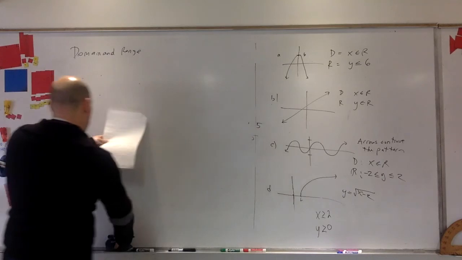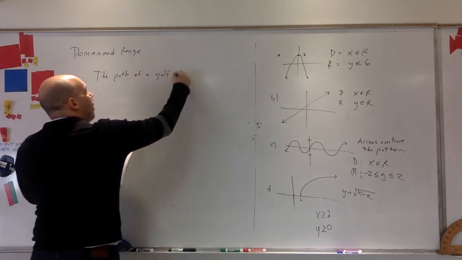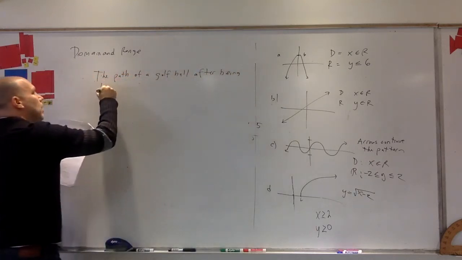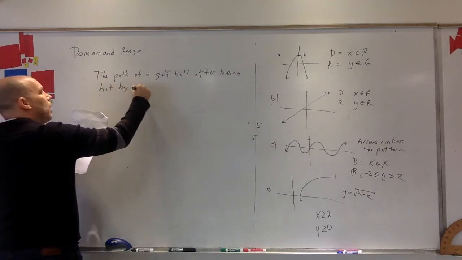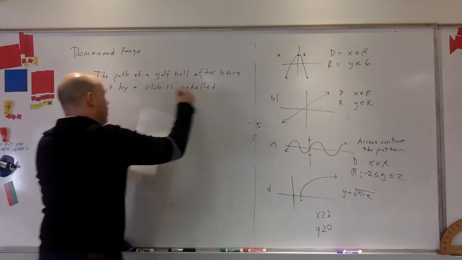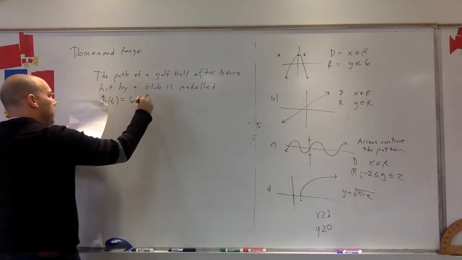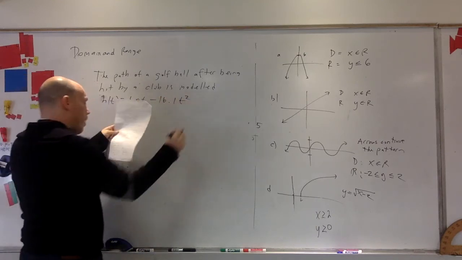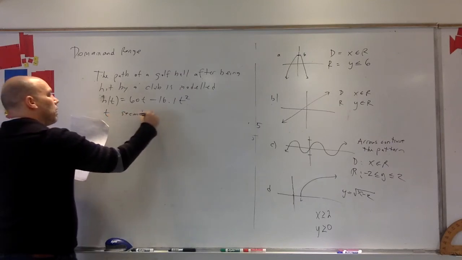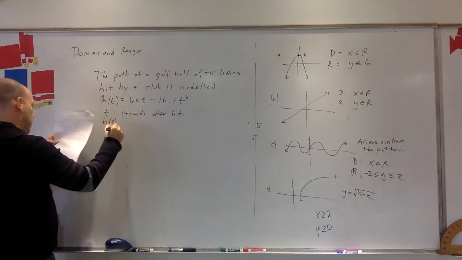The question is, the path of the golf ball after being hit by a club is modeled h of t is equal to 60t minus 16.1 t squared, where t is the seconds after the hit, and then h of t is the height.